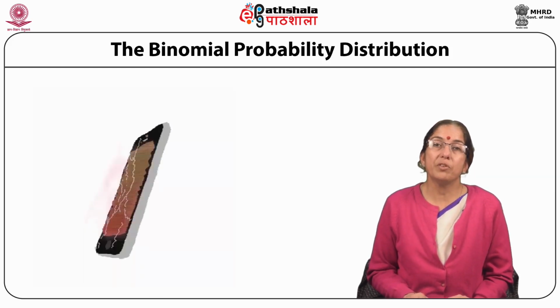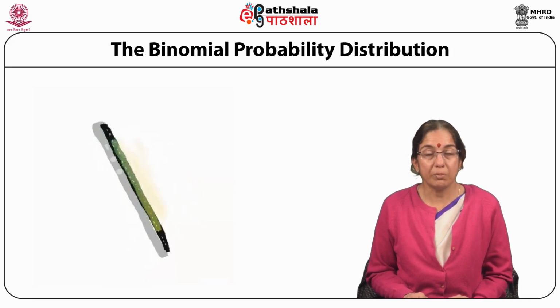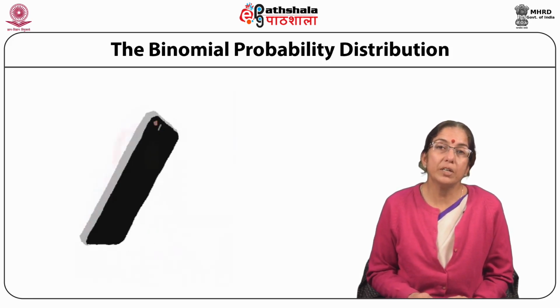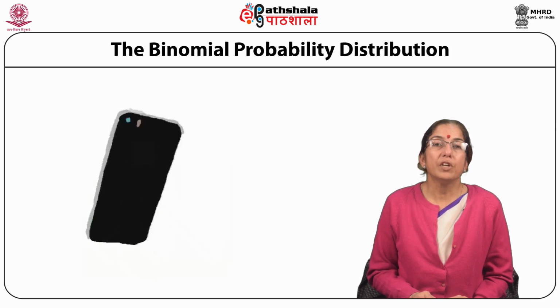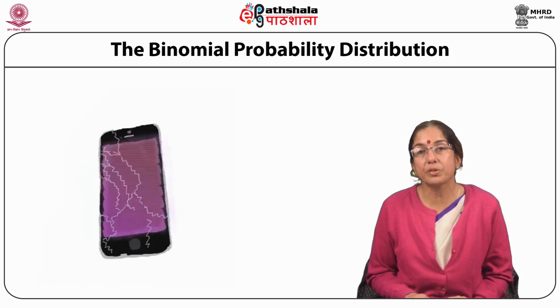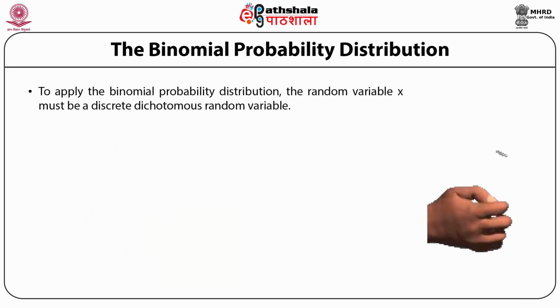As a second example, we may be interested in finding the probability that a baseball player with a batting average of 0.250 will have no hits in 10 trips to the plate. To apply the binomial probability distribution, the random variable x must be a discrete dichotomous random variable. In other words, the variable must be a discrete random variable. That is why the word dichotomous is used. And each repetition of the experiment must result in one of two possible outcomes.